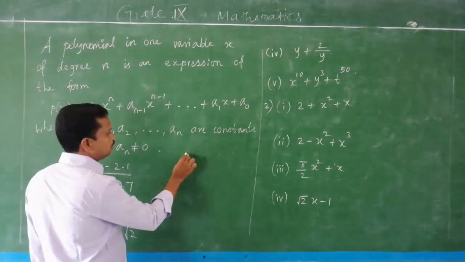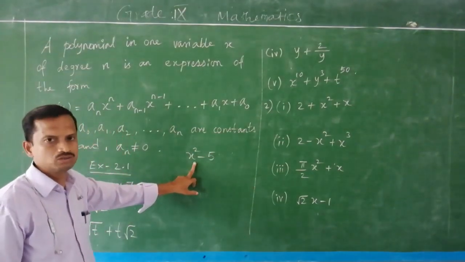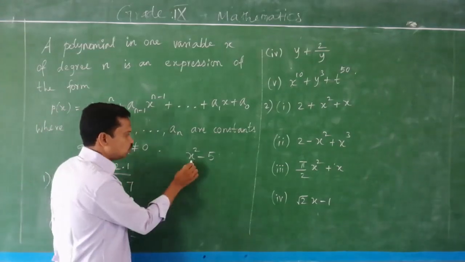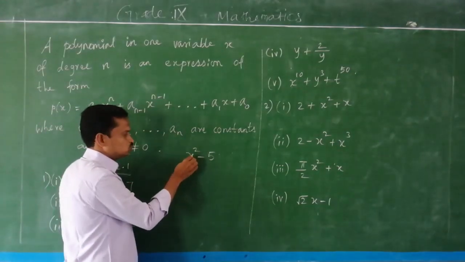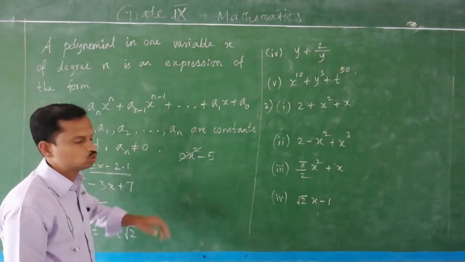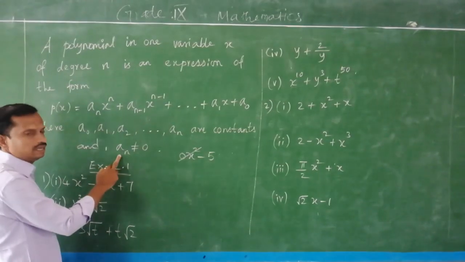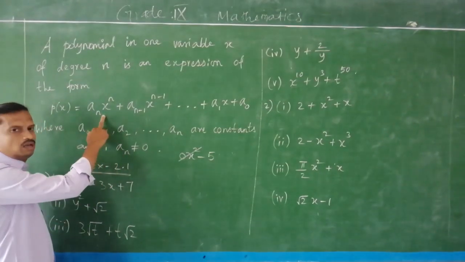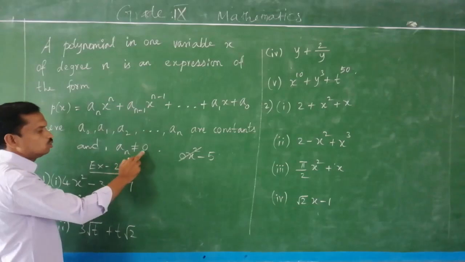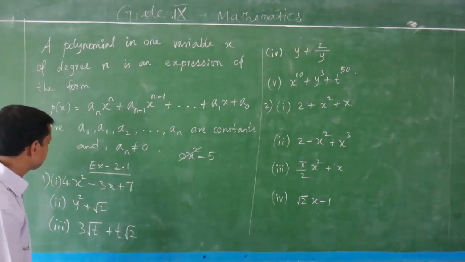For example, x square minus 5. So it is a second degree polynomial. If the coefficient of this x square is 0, then we cannot get the x square term. So the condition is an, which is the coefficient of x power n, not equal to 0. So this is the general form of a polynomial.